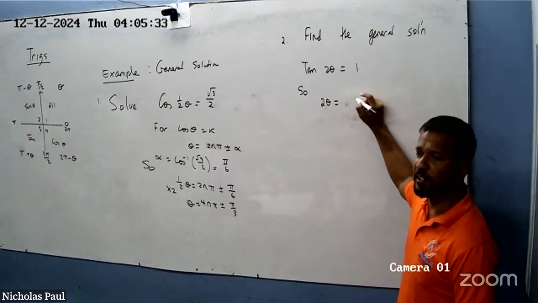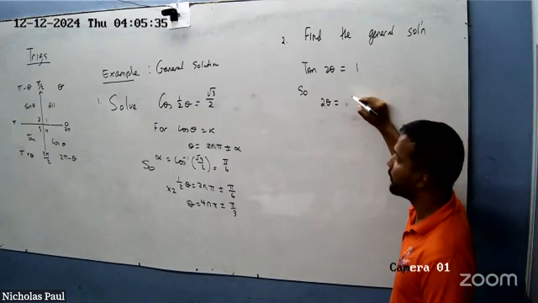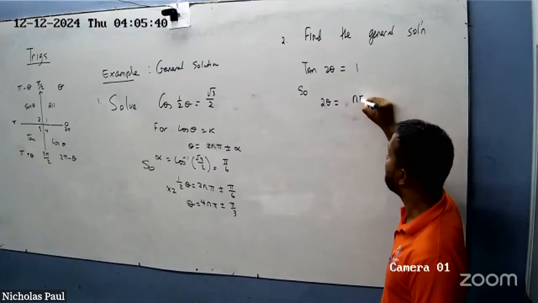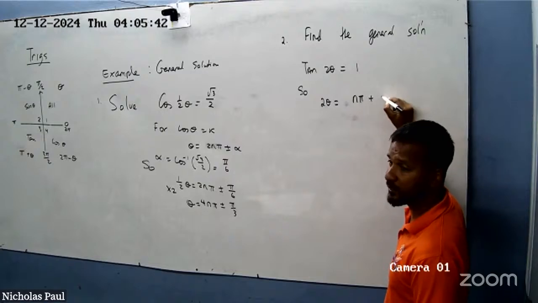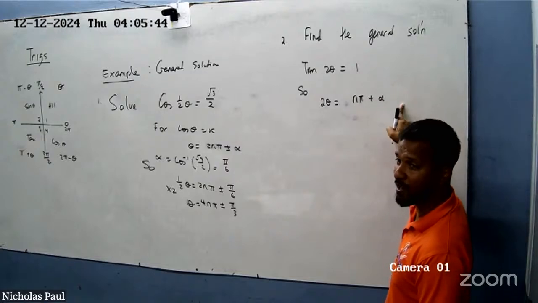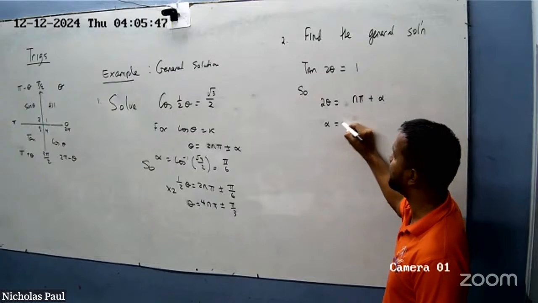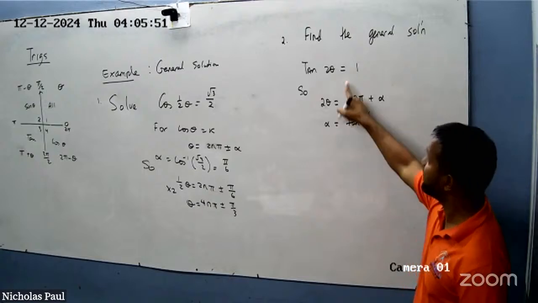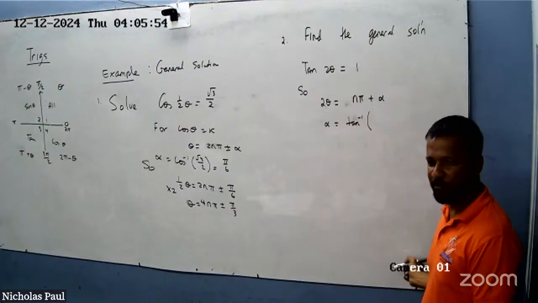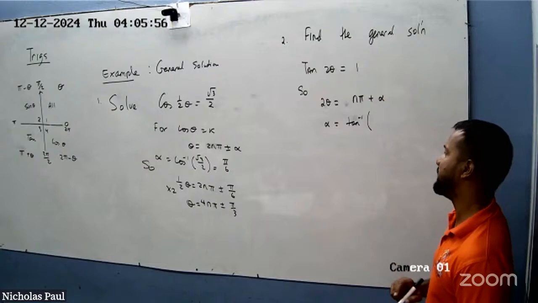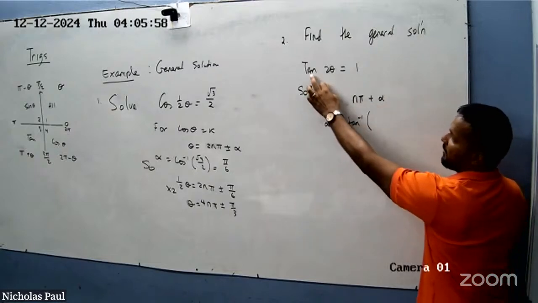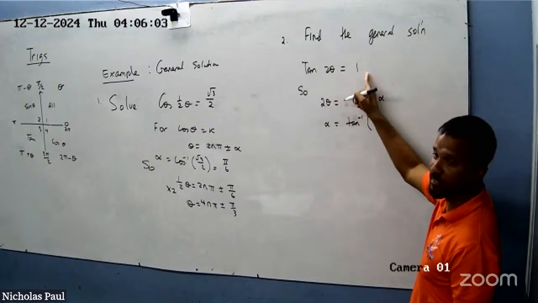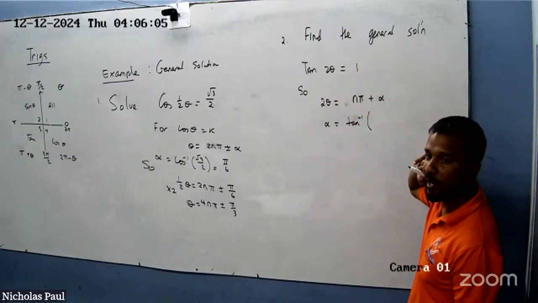What's the formula for tan? Tan is n pi plus alpha. So you have to go and find alpha, right? Alpha is tan inverse of whatever you have here, or cos inverse or sine inverse. Sorry about that, I see what I did wrong.